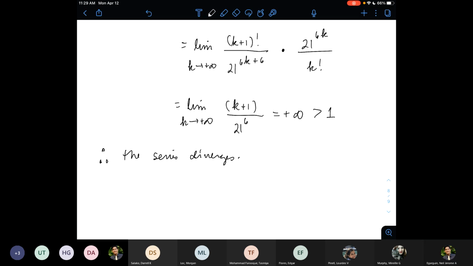The only exception again for the ratio and the root test is when the limit is equal to 1. Otherwise, you'll have a conclusion. If the limit is less than 1, including 0, then it's convergent. If it's greater than 1, it's divergent.